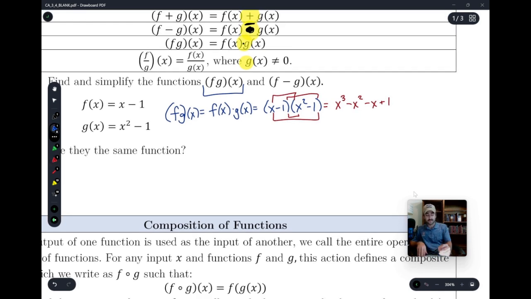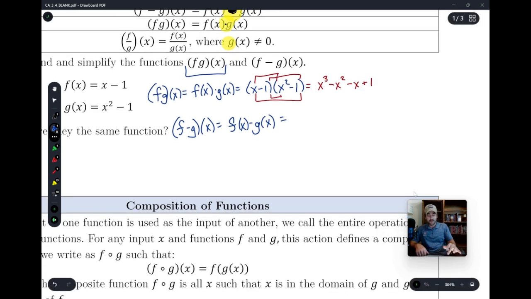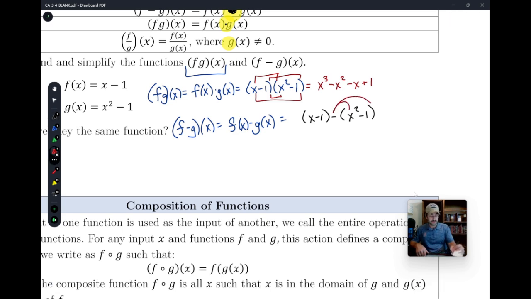Now let's do the exact same thing, but with subtraction, because that's what it asks us for. So f minus g of x is the same thing as f of x minus g of x. Just a different way to write it that looks a little prettier for us to plug and chug. And then we're going to subtract the two things. So I'm going to take f of x, which is x minus 1, and I'm going to subtract g of x, which is x squared minus 1. And because we have a negative outside of the parenthesis, we're going to distribute that negative sign and yield x minus 1 minus x squared plus 1. So that's negative x squared plus x.